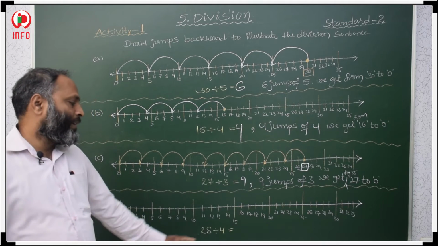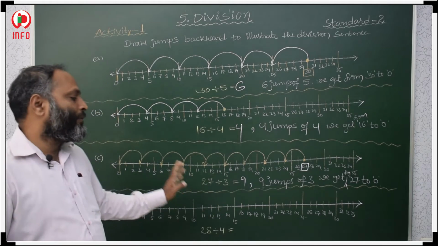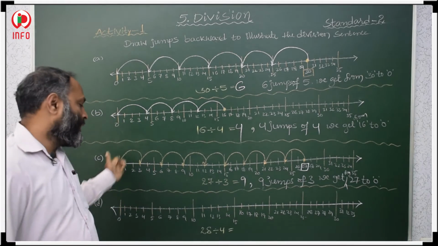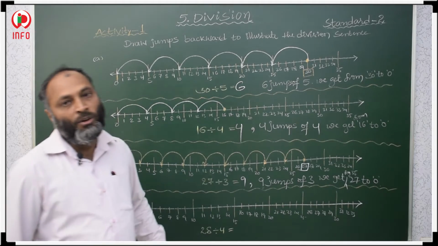So here, 28, where is 28? You have to see there. So here we have 28. From 28 we have to take 4 steps back, and in how many steps you reach 0, that you have to write. This you do as your home assignment.